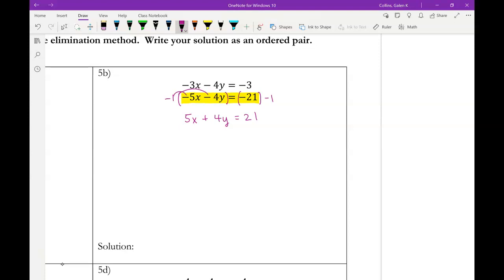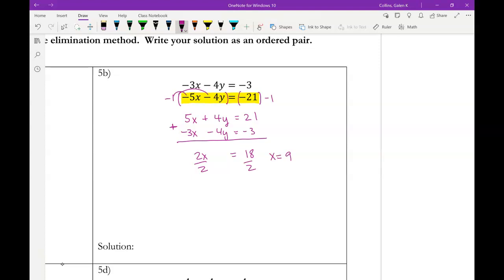So now we're going to combine that with the -3x minus 4y equals -3. And so when I add these two equations together, I get a +2x. My 4y and -4y cancel out, so there's 0y, which is just 0. And 21 minus 3 is 18. All right, and then lastly, just to solve for x, we could divide by 2, and we get x equals 9.